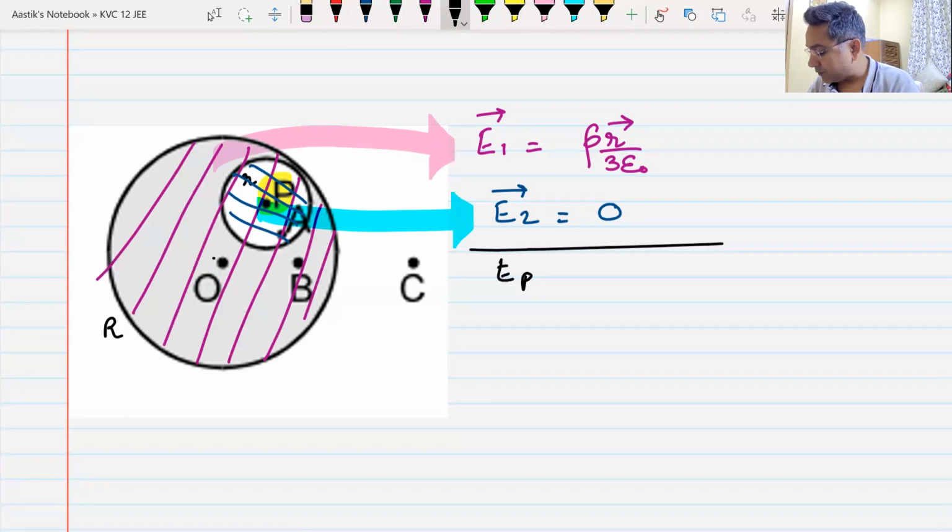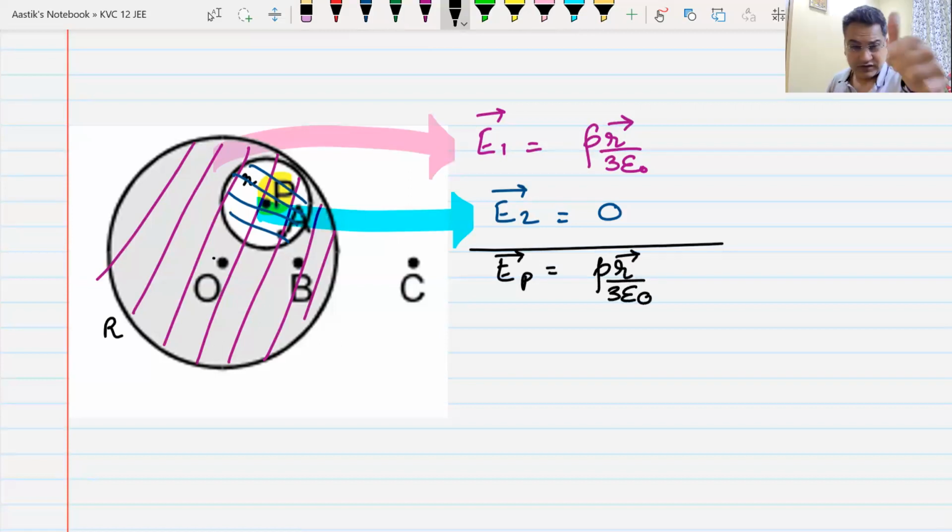Electric field at point P, which is the center of this hole, is rho r vector by 3 epsilon naught. Do we understand this, or has this gone above your head? Understood, sir. Anyone got this answer? No one?